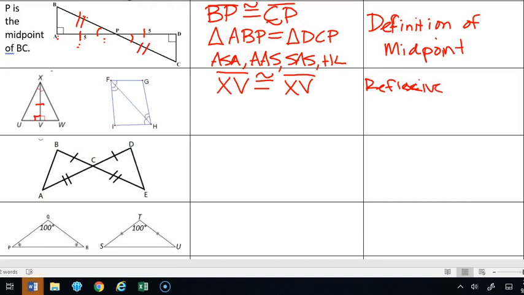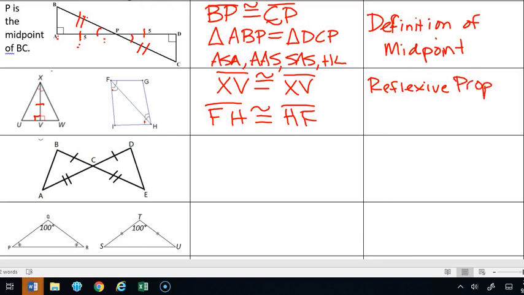And then on this other one, we're moving from one tick to two, or one arc to two. So that would be FH, and that's congruent to HF. Now this is the same segment, so technically we could still use the reflexive property. Let me write this so you guys can read it. It's not two segments, it's the same segment, so we could use the reflexive property. But it looks a lot like the symmetric property to me because we're flipping them, okay?